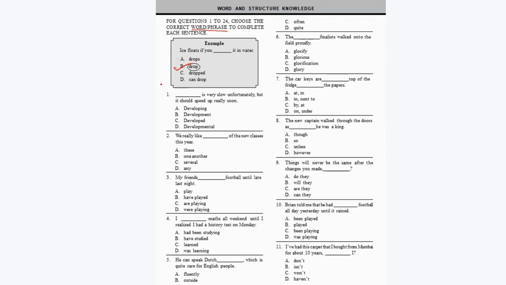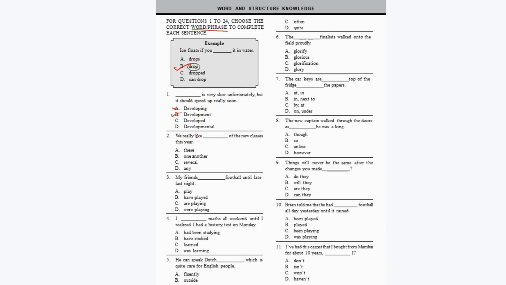Let's go to the first question of this paper. "Dash is very slow, unfortunately, but it should speed up really soon." Here you need a word, specifically a noun, to complete this sentence. Developing can't be your correct answer. Development, yes, this could be a noun. Developed is again a verb, developmental is an adjective. So the correct answer is development. Development is very slow, unfortunately, but it should speed up really soon.